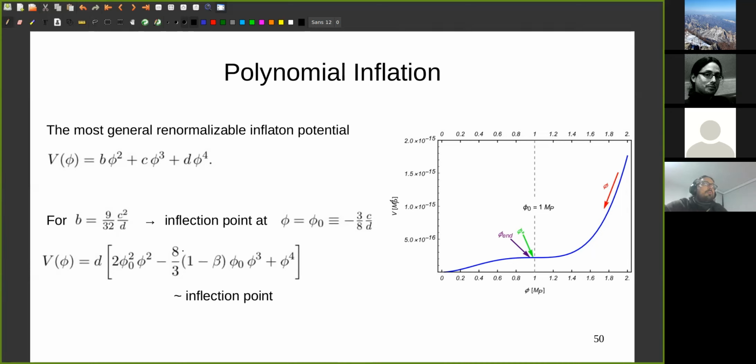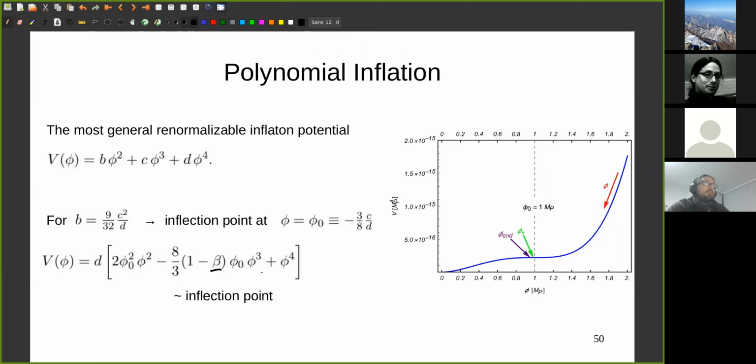However, we can have an almost exact inflection point. This departure from the inflection point will need a small tilt in the potential. This will be parameterized by this guy beta. So beta equal to 0 corresponds to the exact inflection point. However, as I'm telling you, beta equal to 0 doesn't work. We need a beta very small, but finite.